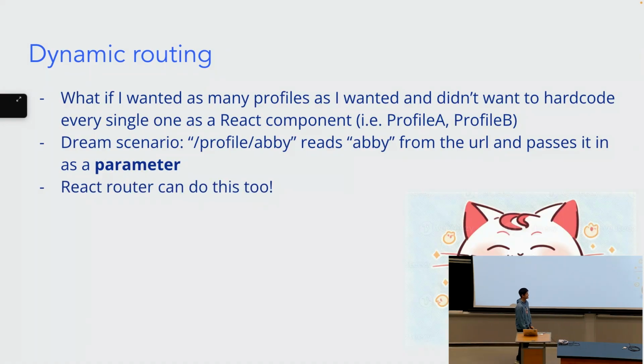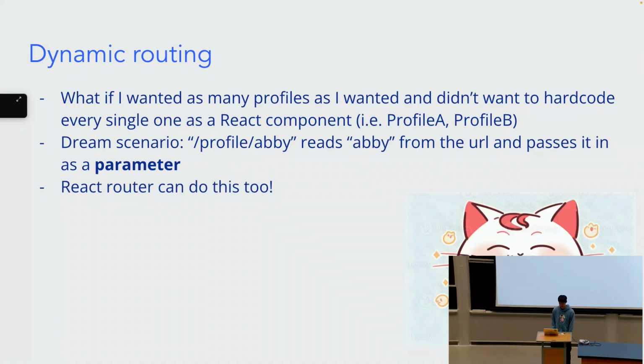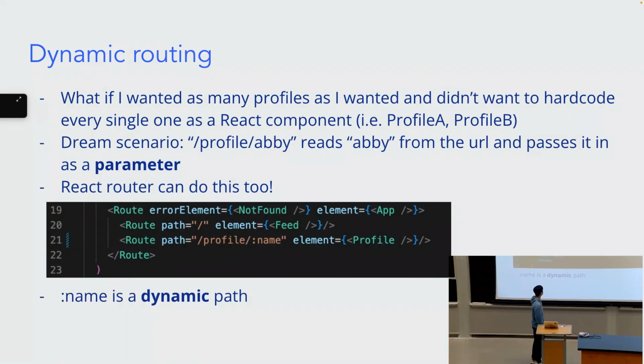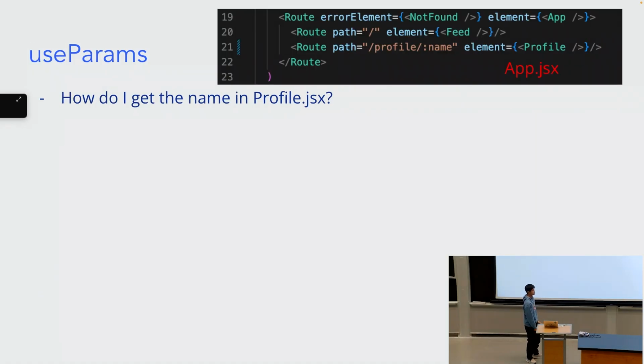So the nice thing is that React Router has a functionality for this too. Of course it would. Here we have a slightly different React Router tree where the second route that we define has a :name tag at the end of it. So this :name part is a dynamic part of the path. And so what that means is this will be passed down as a parameter for the profile element to be able to access.